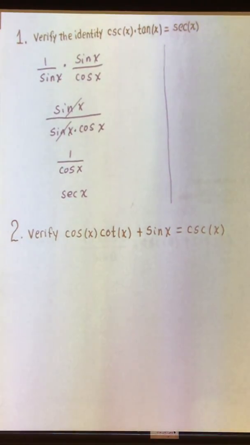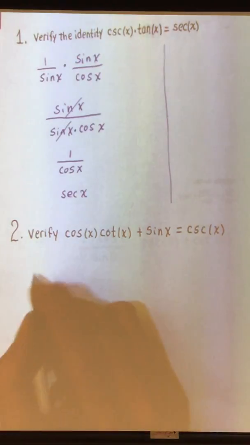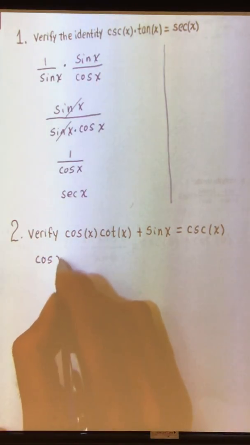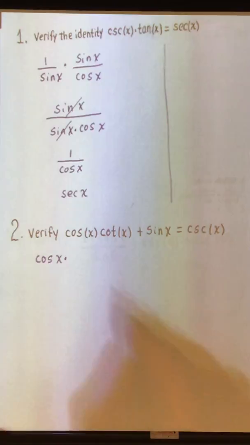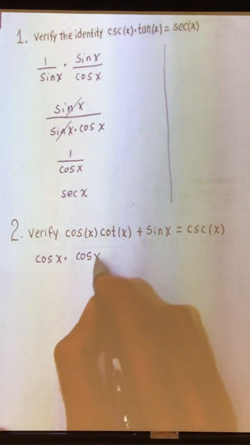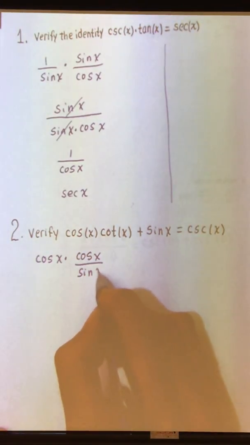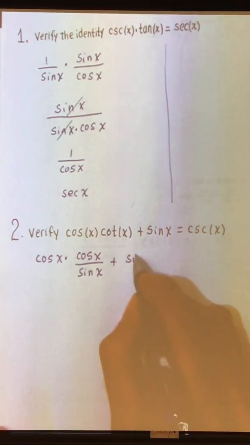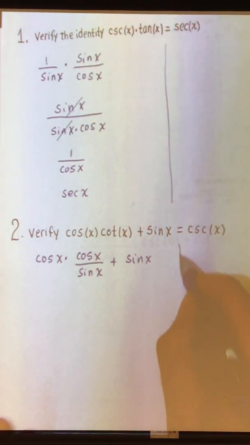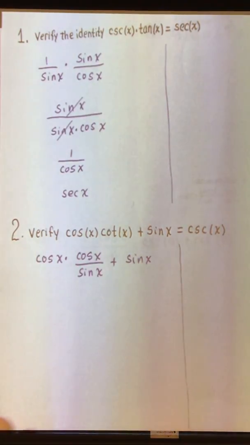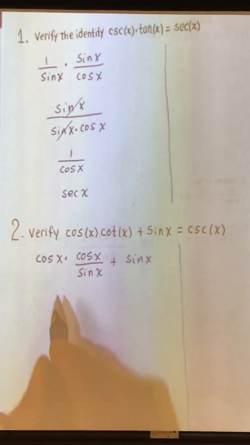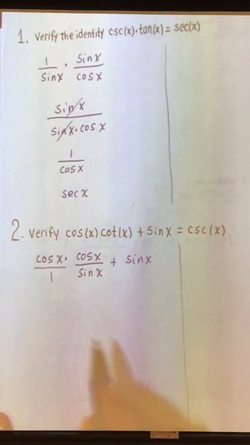Verify the following identity. Okay, we'll use the same technique as we did above. We'll write cosine of x. By definition, the cotangent is the cosine divided by the sine. And then we'll add to that the sine of x. Never cross over the equal sign. Always stay on one side and arrive at the other. So we'll multiply here, top and bottom. This is cosine x divided by 1.